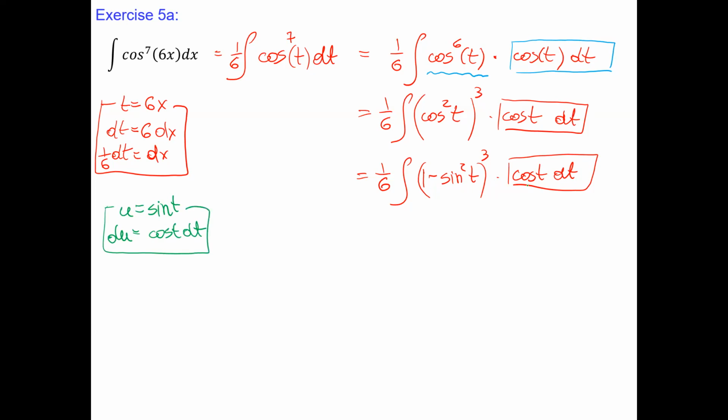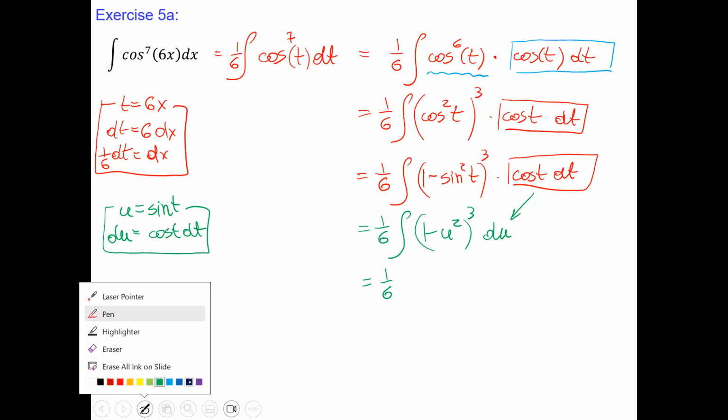That means cosine of, let me write one more time, 1 minus u squared cubed. That's a little bit crazy, but we will do it. And then cosine of t dt, we may see is du. We have a nice integral in terms of u. Let's expand this. Let's FOIL 1 minus u squared cubed. I hope you remember how to cube.